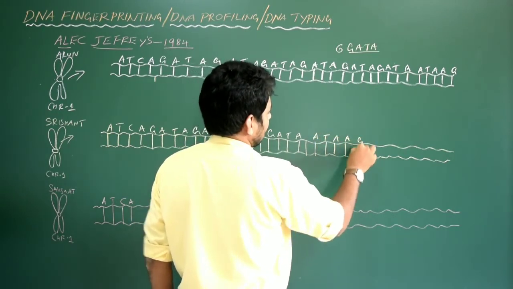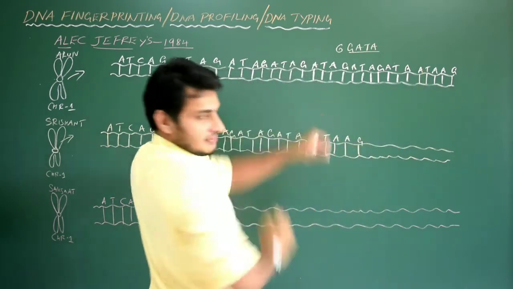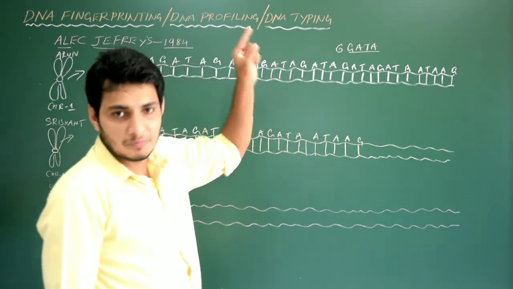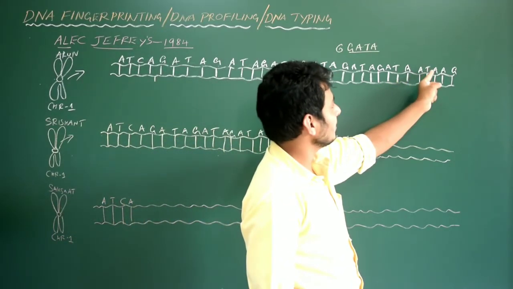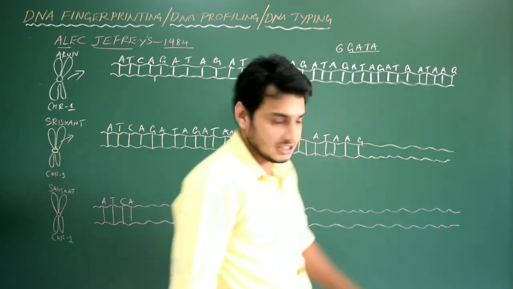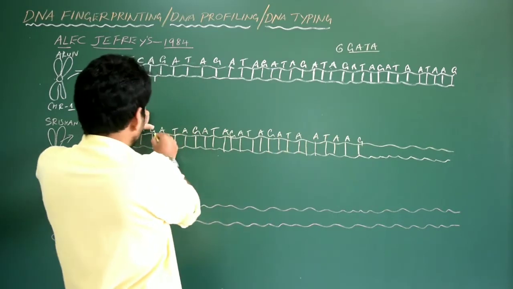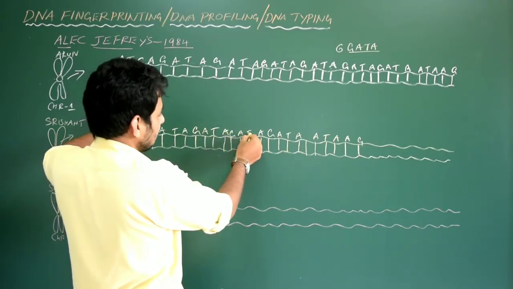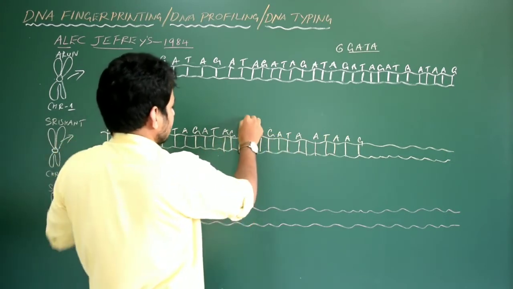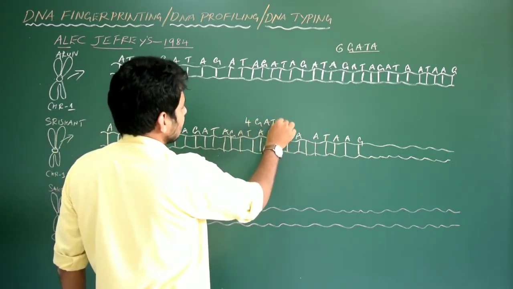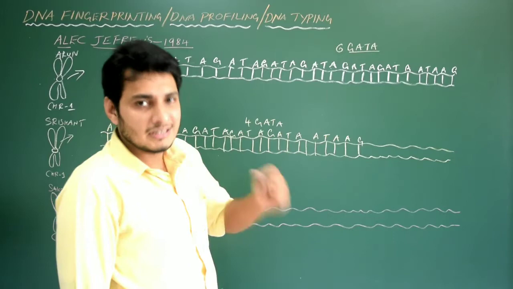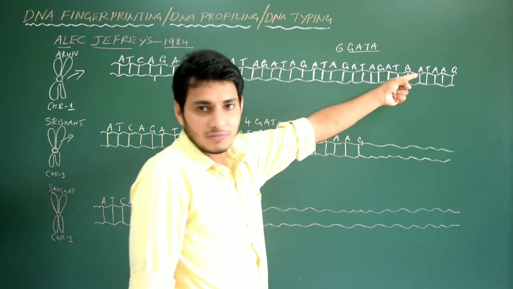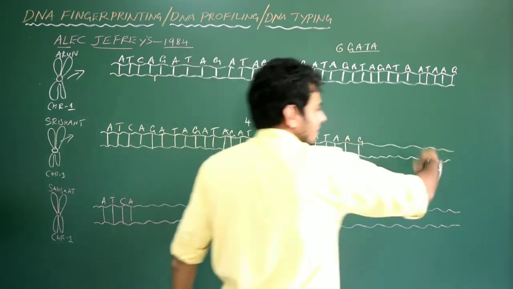This one comes here. In my case, I have got 6 GATA repeats, then ATAAG. In Srishant's case, how many times is GATA repeated? 4 times. After the completion of 4 repeats of GATA, you see the same sequence. Got it? Then the sequence continues.